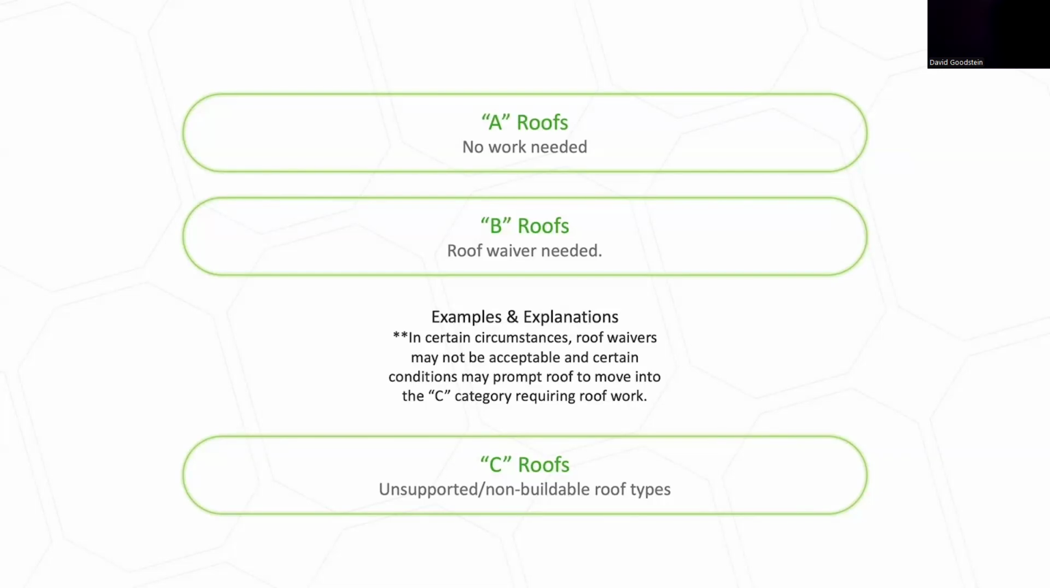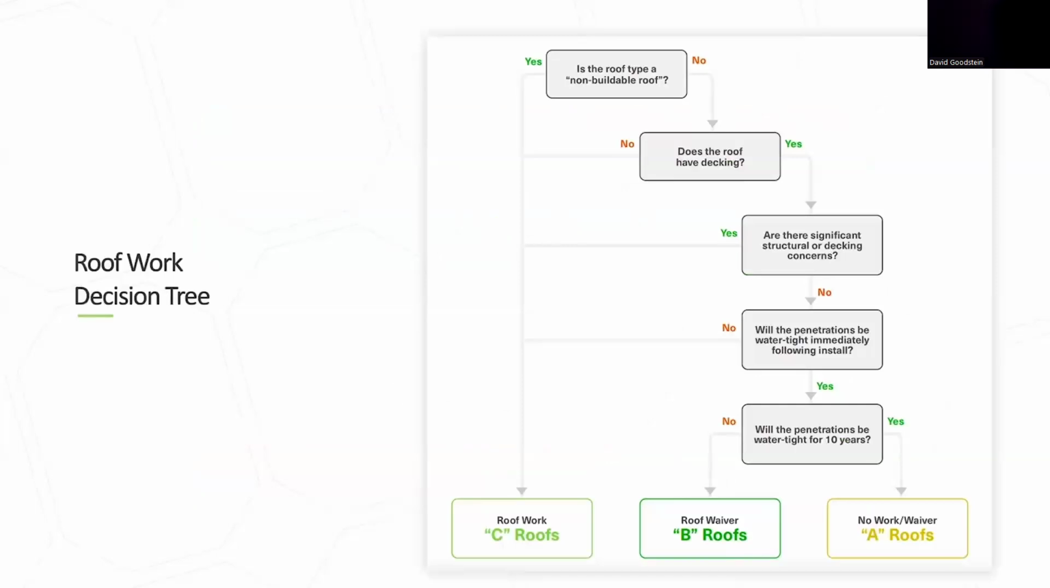There are some examples and explanations in certain circumstances where the roof waiver may not be acceptable, because certain conditions will prompt that to move into the C category. A C roof is an unsupported or non-buildable roof type, meaning that the roof either needs a partial or full re-roof in order for it to move forward. Now, there is also a decision tree that's included in these evaluation documents. Here's what it looks like.